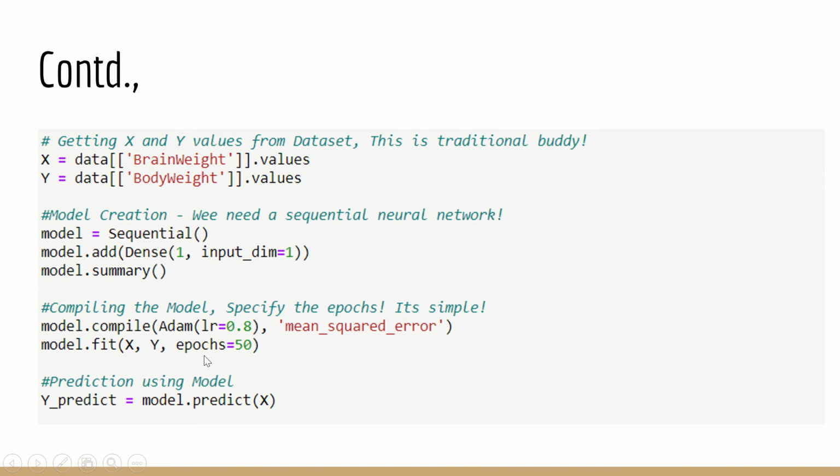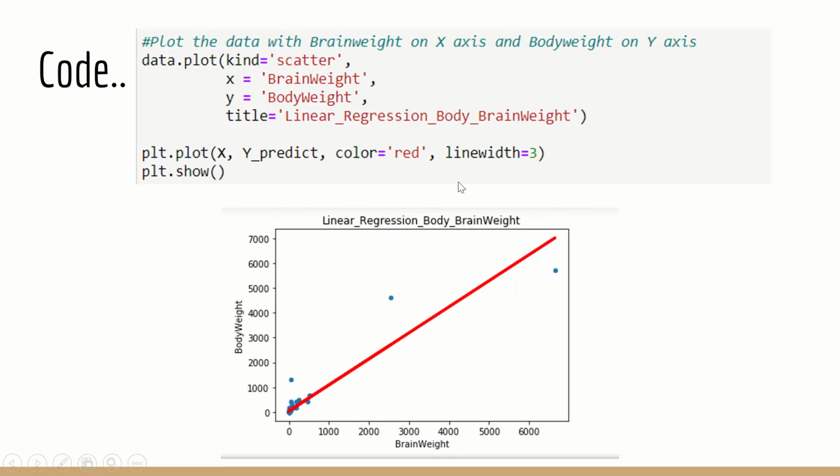What is one epoch? One epoch is nothing but a complete cycle from left to right, right to left. I mean from entry to exit and exit to entry, forward and backward in the data set. I'll go once completely from the start to the end and end to the start. That one time is called one epoch. So we have kept 50 epochs here, and now we are going to predict using the model. But that is not sufficient.